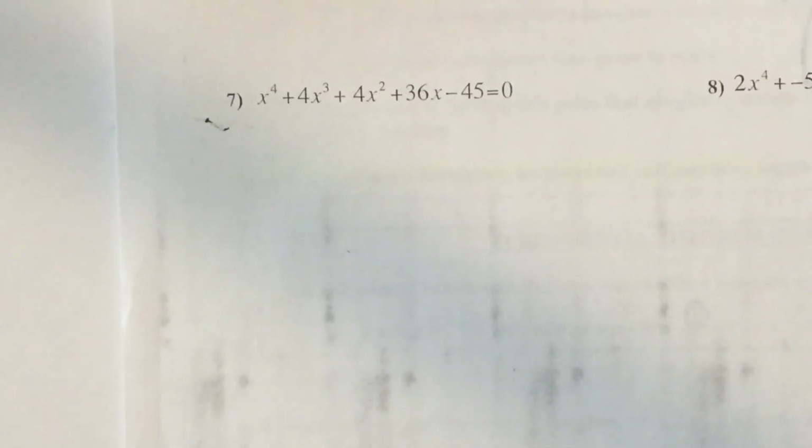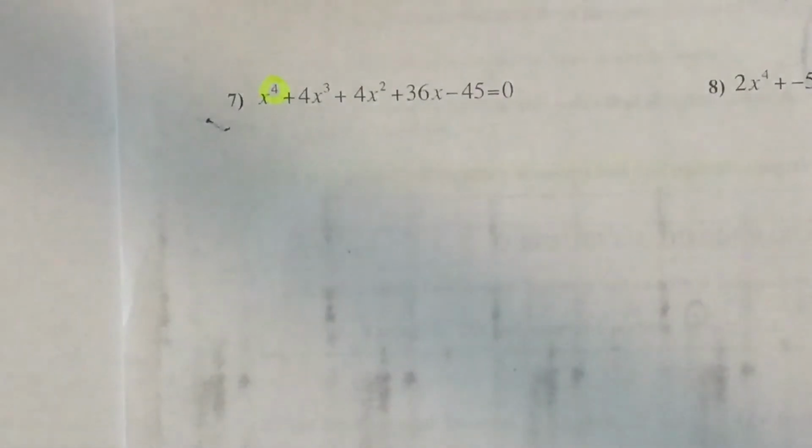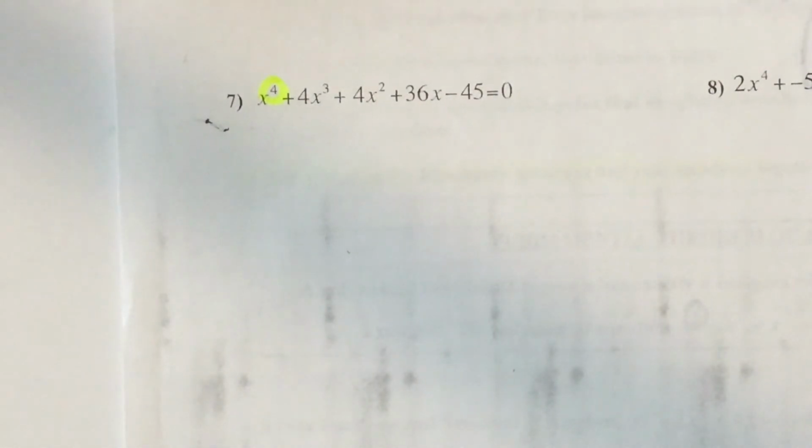Okay, the next one I want to look at is number 7, if you're following along. Now, how many complex roots should this guy have? It should have 4, because that's the highest exponent. All right, first let's see if we can find it with our calculator. Okay, so I'm going to type that whole thing in.